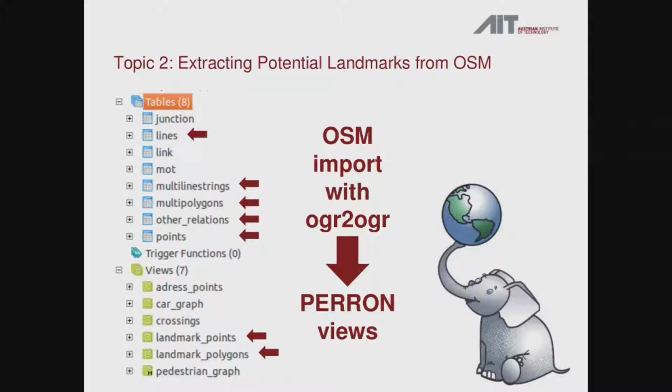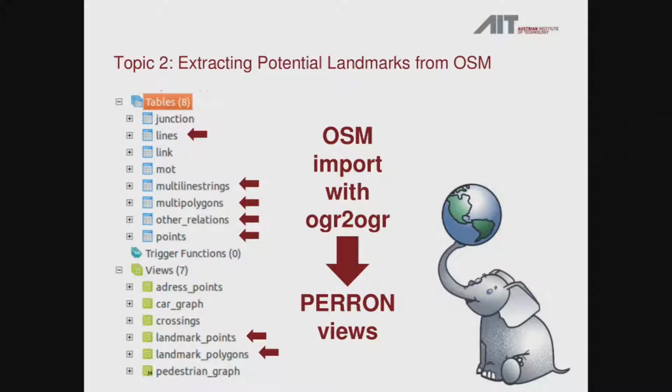Because the second topic I want to get to is the topic of landmarks. How can I get to the point where I can say turn left after the church? There are so many features in OpenStreetMap that are potential landmarks. And for the first round of implementations that I wanted to try, I just imported the whole OpenStreetMap dump for Vienna in my example into PostGIS with OGR to OGR.